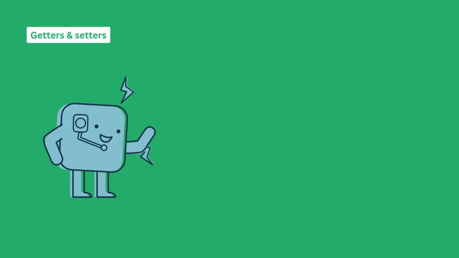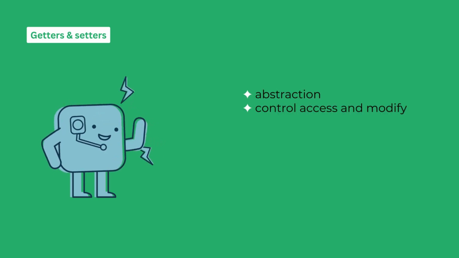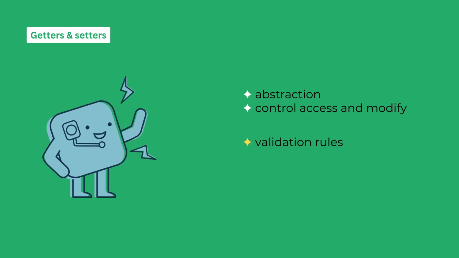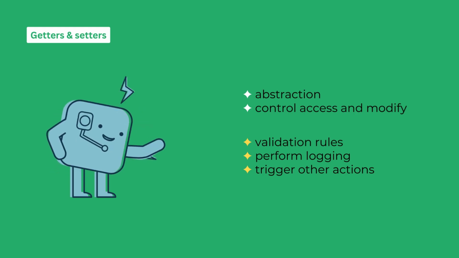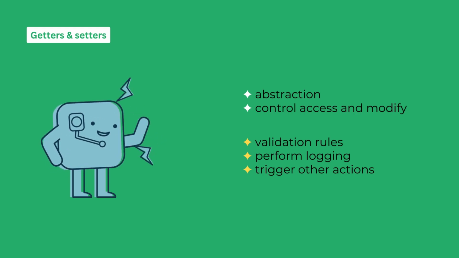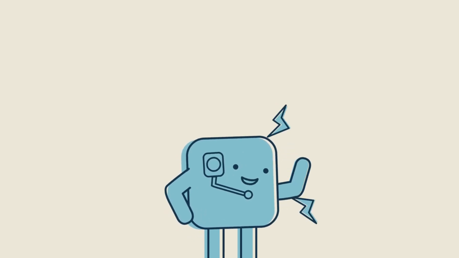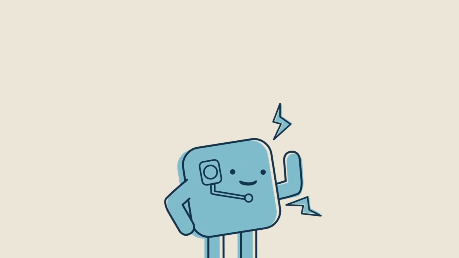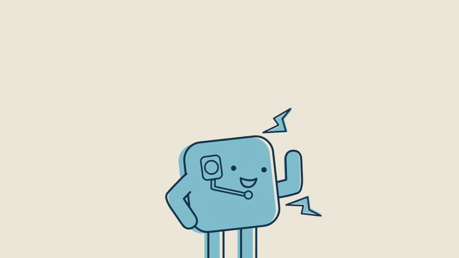Getters and setters provide a level of abstraction, allowing us to control how the fields are accessed and modified. This enables us to enforce validation rules, perform logging, or trigger other actions whenever a field is accessed or modified. And there you have it, encapsulation in Java using access modifiers, getters, and setters. By encapsulating your data and providing controlled access to it, you can write more robust and maintainable code.